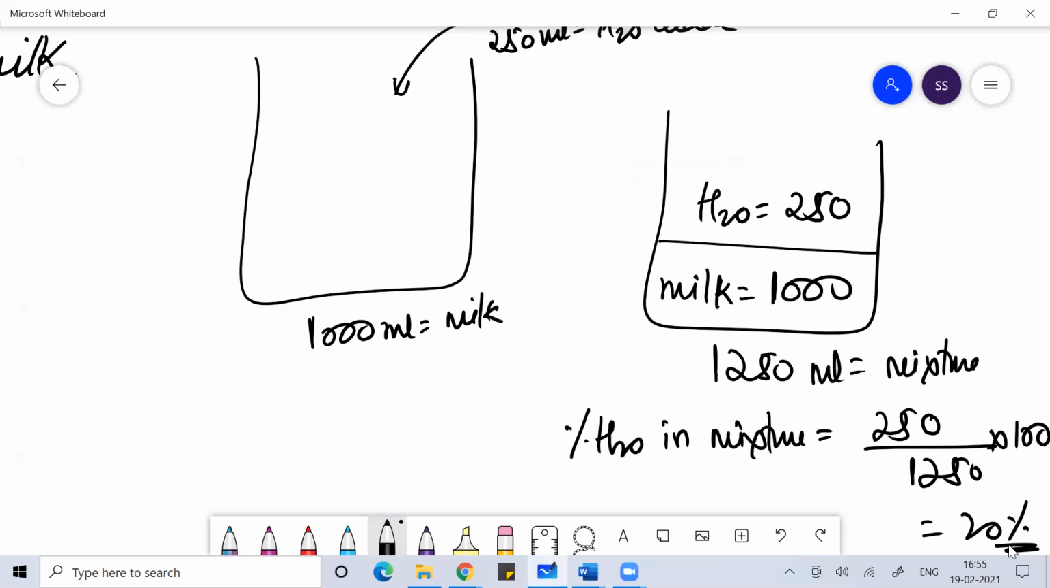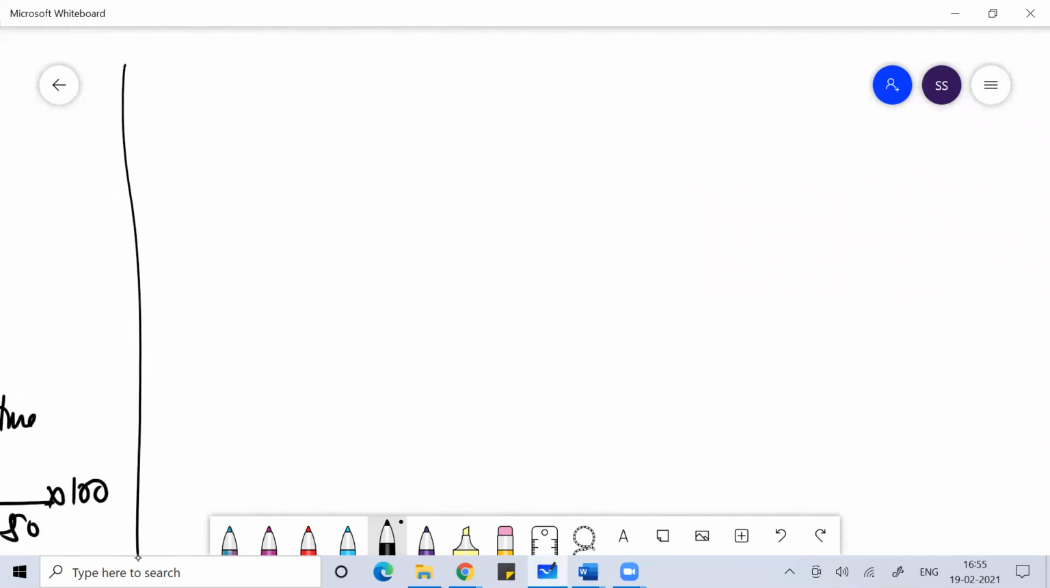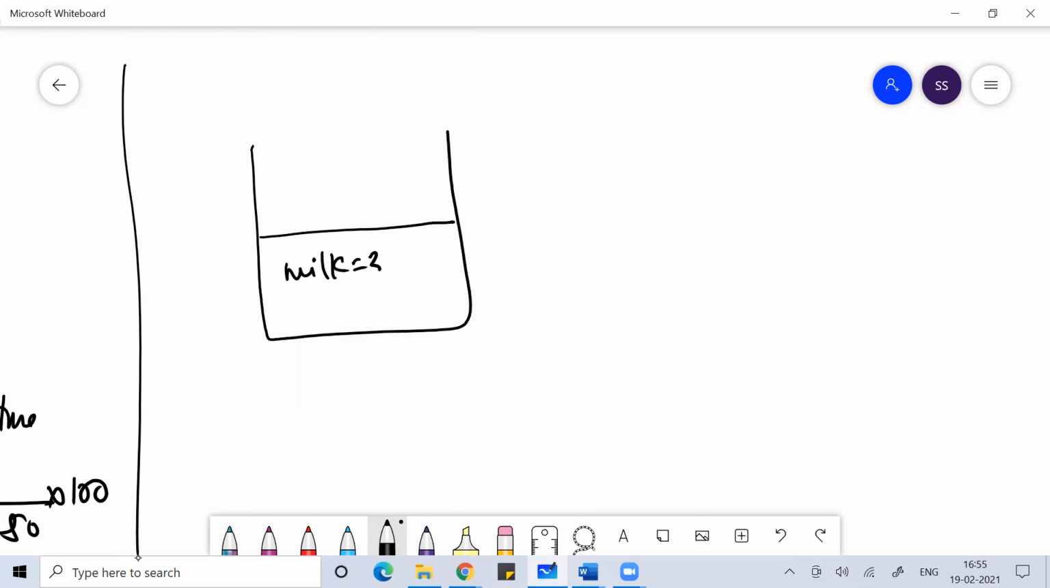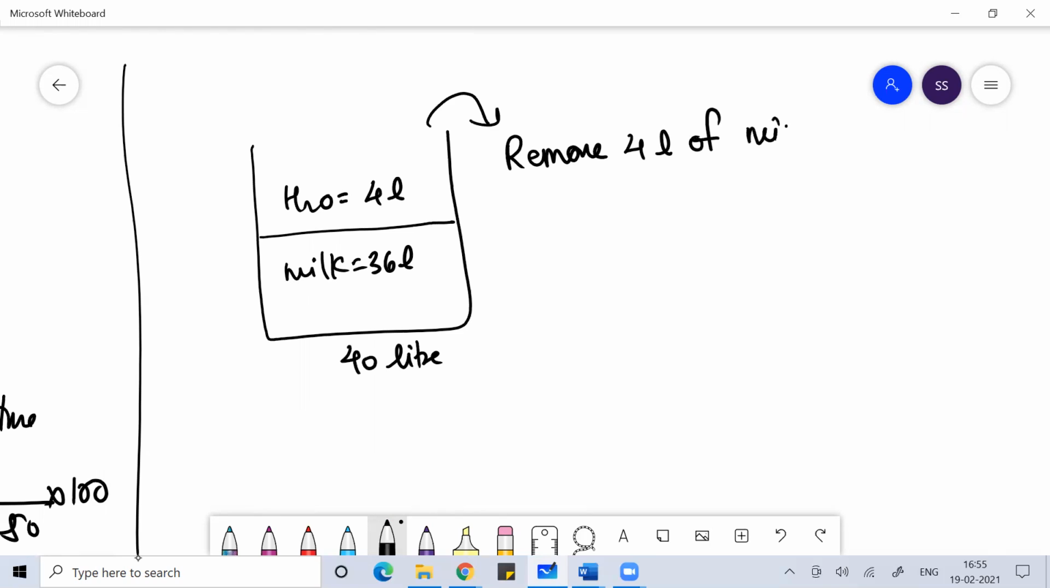If you see this question, you have 40 liter milk. Suppose one time you remove 4 liter milk and add 4 liter water. So how much milk do you have now? Now you have 36 liter milk and you have 4 liter water. Now you have 40 liter mixture. Now from this, if you remove 4 liter of mixture, milk will come out and water will come out, they will come out in the ratio in which they are present.